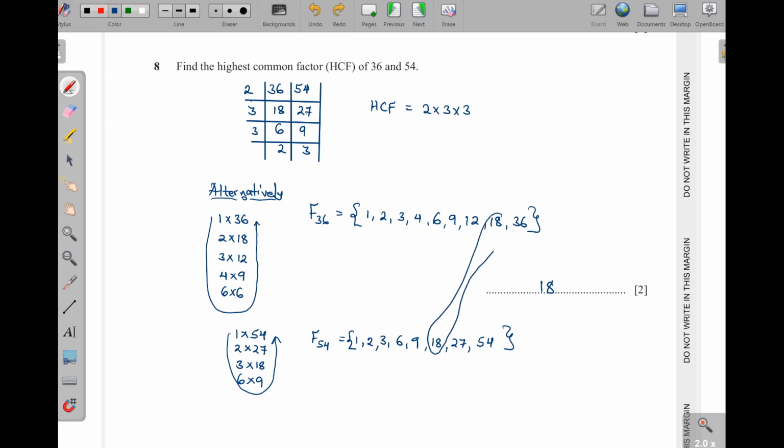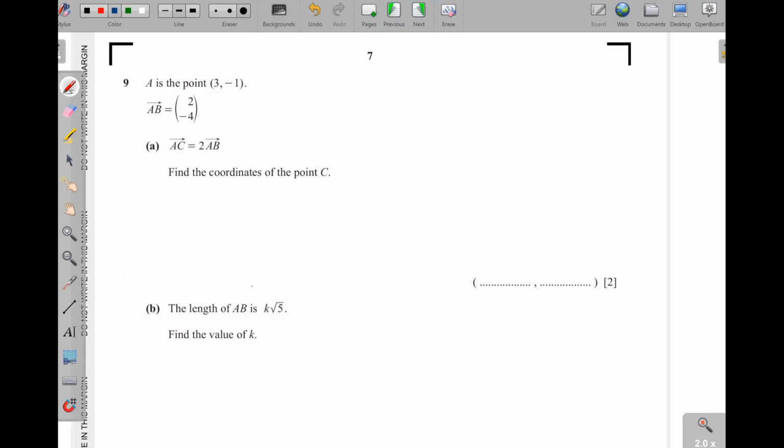So that is that. Question 9 is coming from vectors. They're saying A is a point, 3, -1. AB is 2, -4. Then AC is twice AB. Find the coordinates of C.